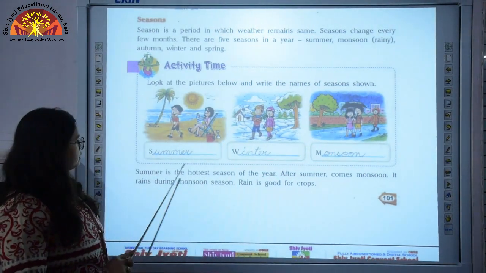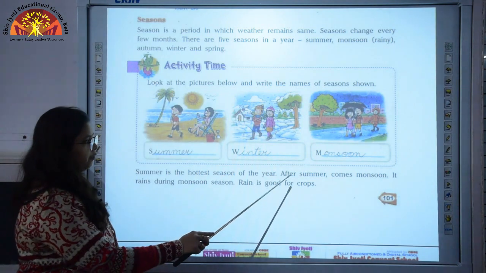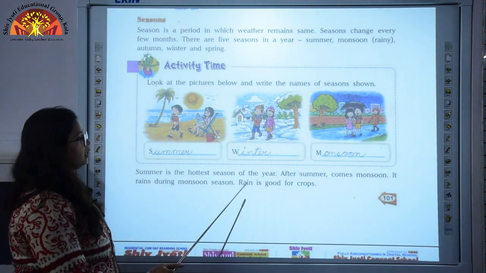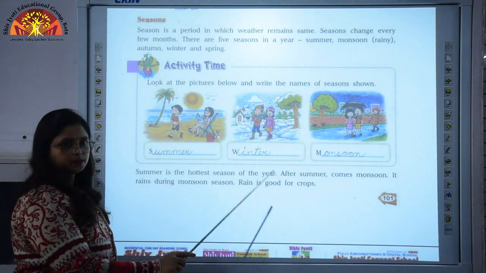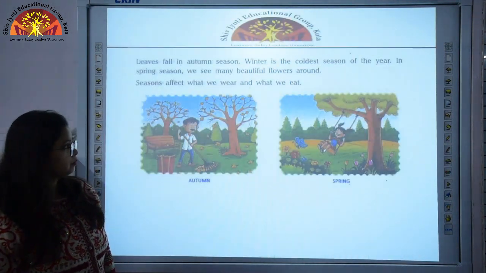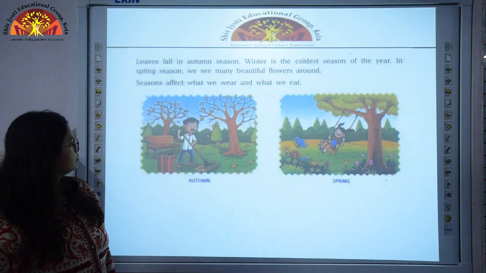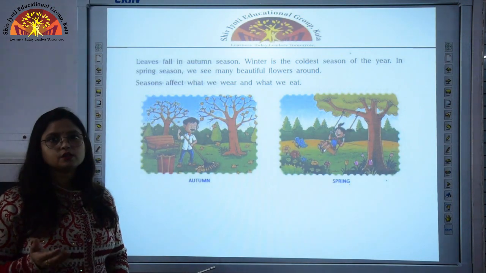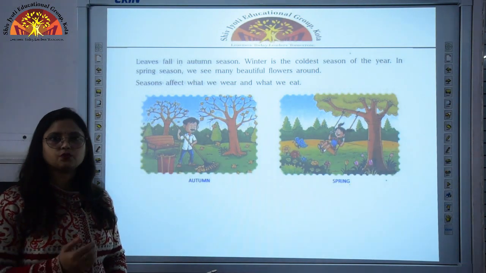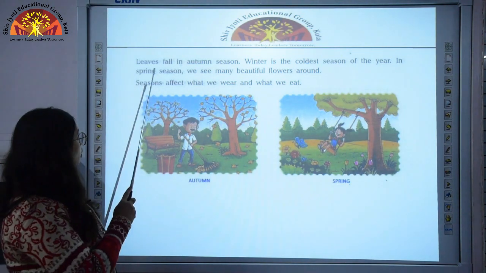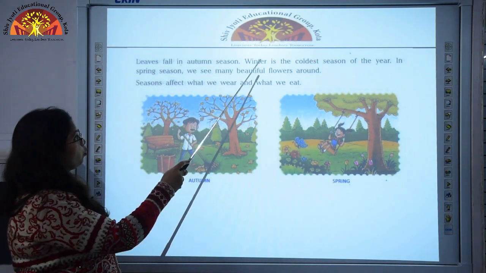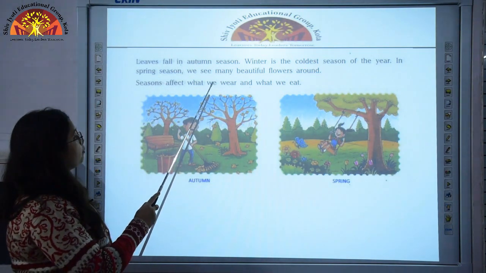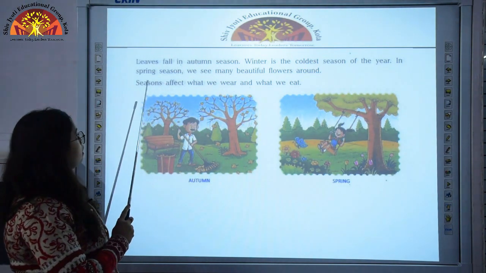So children, summer is the hottest season of the year. After summer comes monsoon. It rains during monsoon season. Rain is good for crops. Now why is rain good for crops? Because when rain falls, soil gets the water and crops can get water from the soil. Now leaves fall in autumn season. Winter is the coldest season of the year. In spring season, we see many beautiful flowers around.